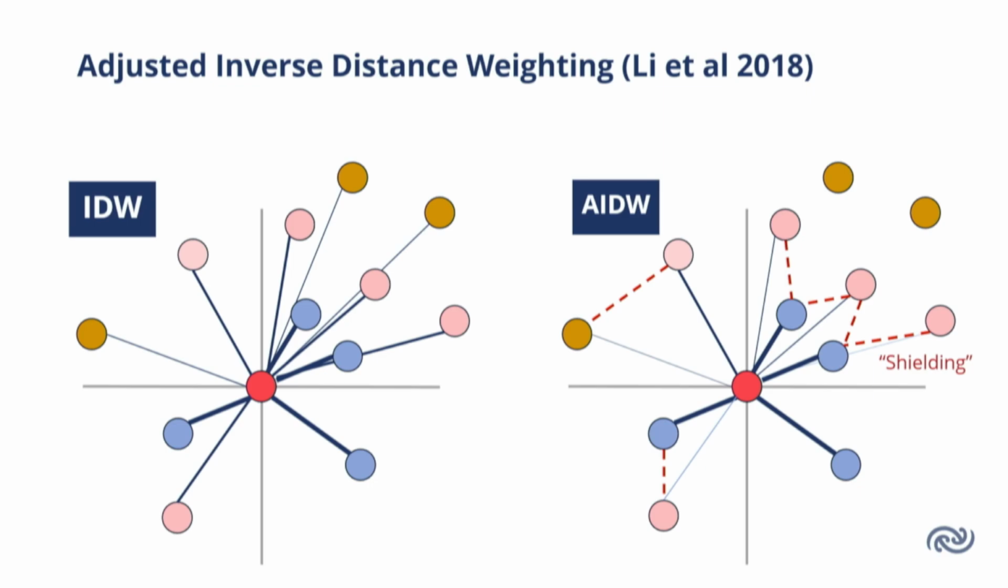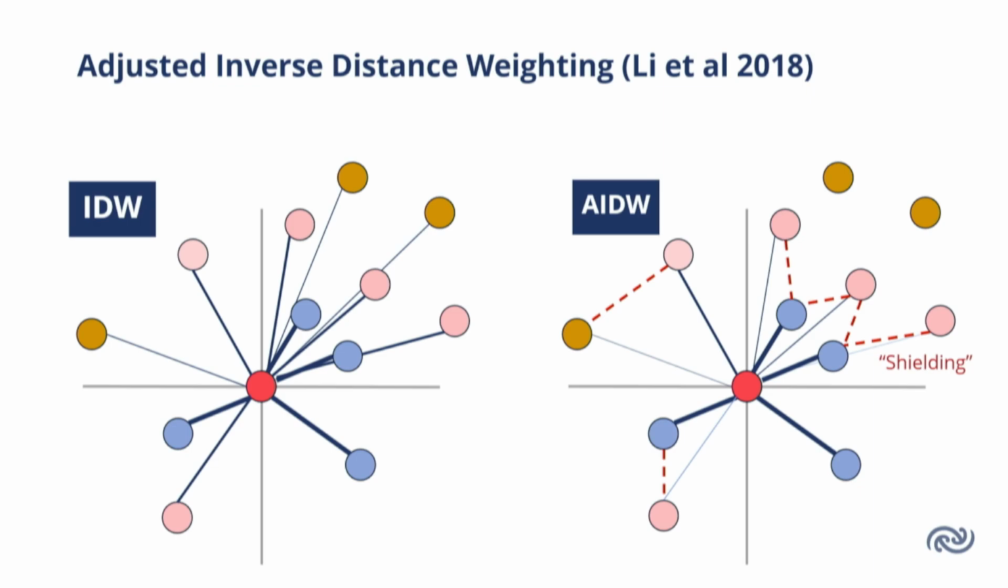Adjusted inverse distance weighting accounts for shielding, meaning that if you have some points that kind of shield further away points, those further away points are no longer included in the weighted average. So those yellow points way far away are shielded by the light pink points, and thus they're not part of the weighted average anymore.